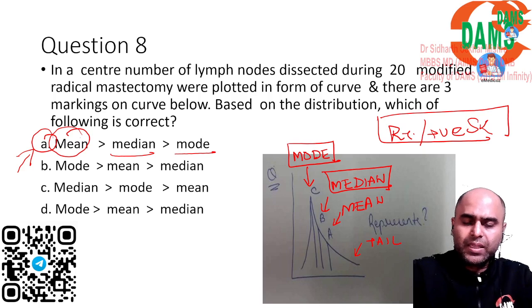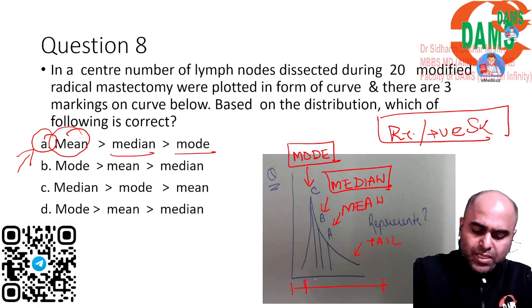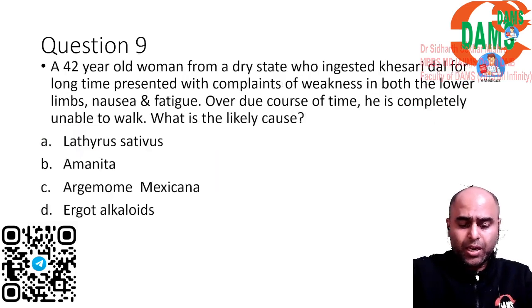I hope I am clear with this. No doubt, a very important image. The same image depicted on a box and whisker plot would be something like this, where there is an elongation on the right side. Yes, important image.